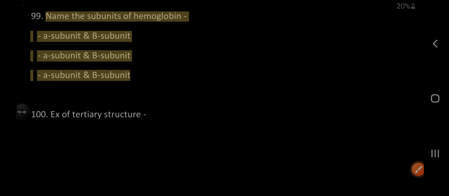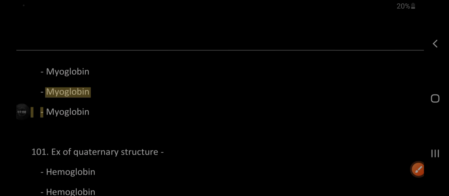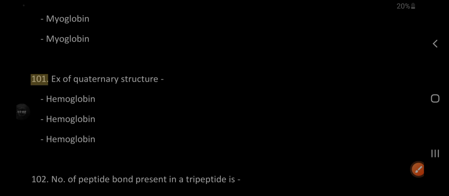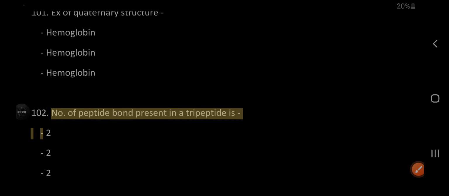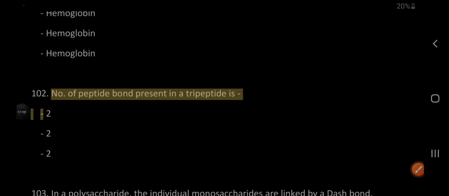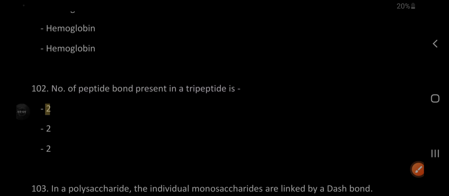100. X of tertiary structure. Myoglobin. 101. X of quaternary structure. Hemoglobin. 102. No of peptide bond present in a tripeptide is dash. 2. 103.